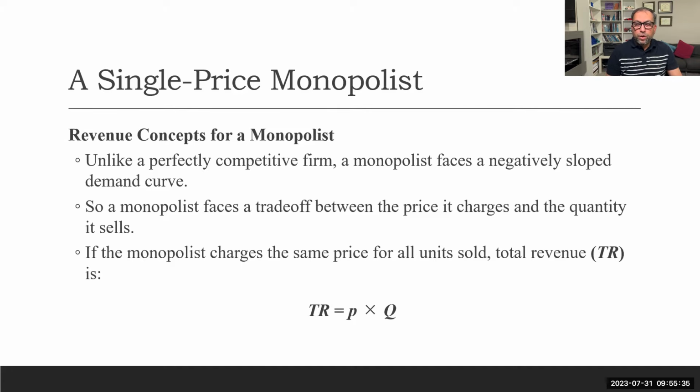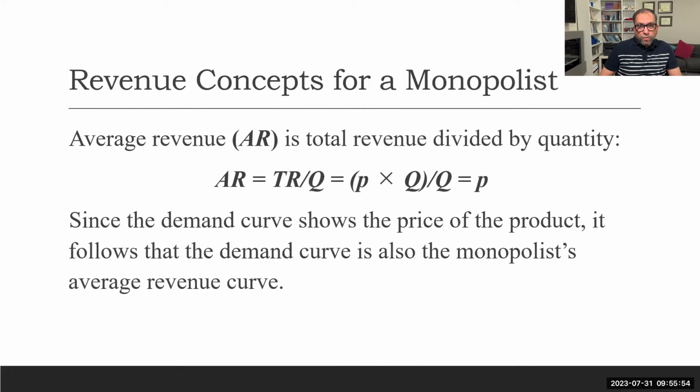If the monopolist charges the same price for all units sold, which is what we are assuming right now for a single price monopolist, then revenue R is equal to P times Q. To find the average revenue, we divide total revenue, P times Q, by Q, the number of units. So again, the average revenue is equal to P. It's very much like a competitive firm: average revenue is equal to price, and total revenue is equal to P times Q.